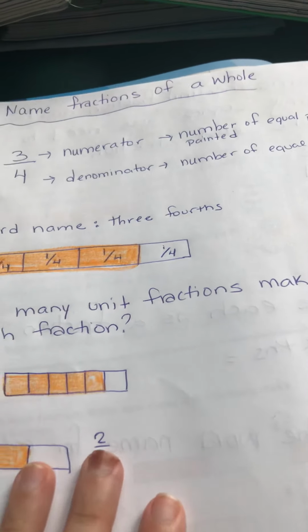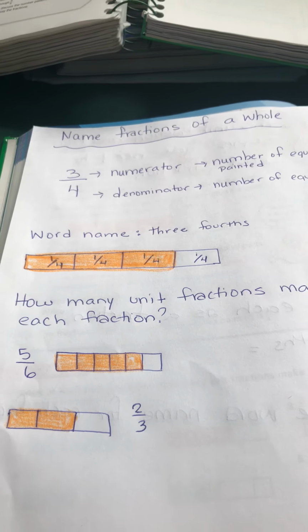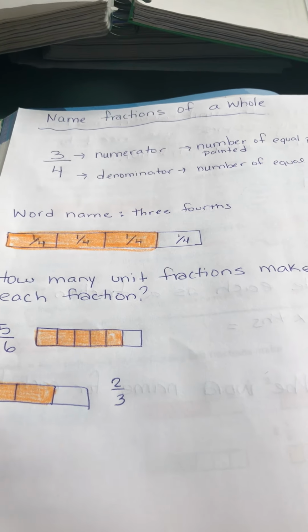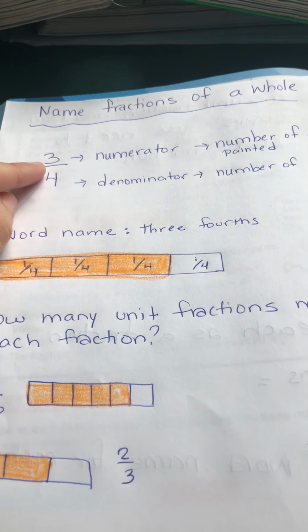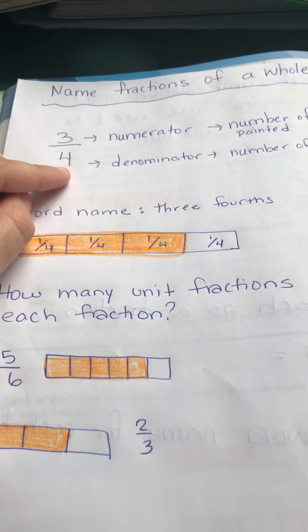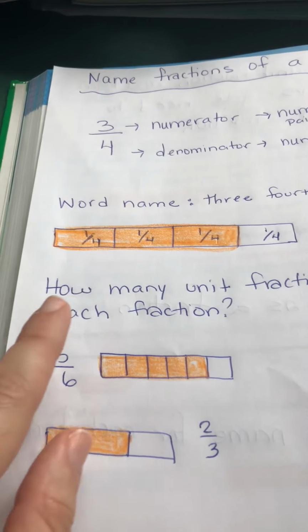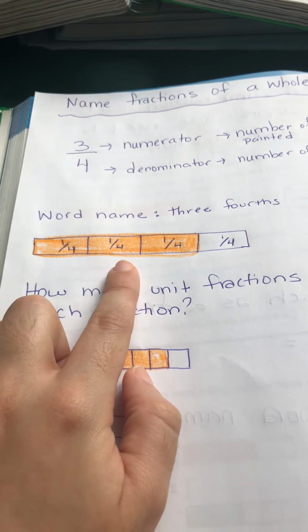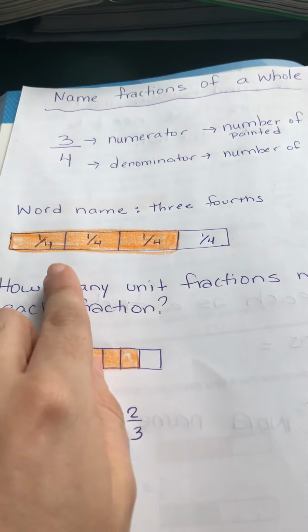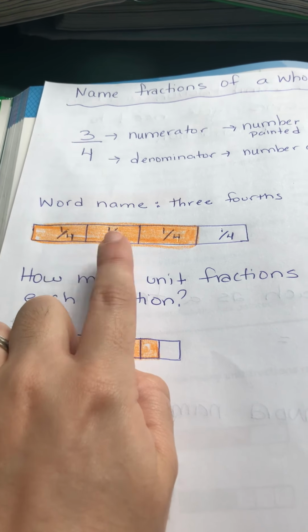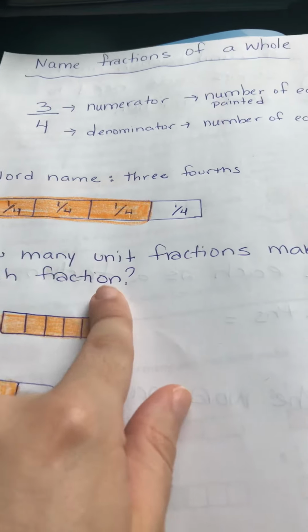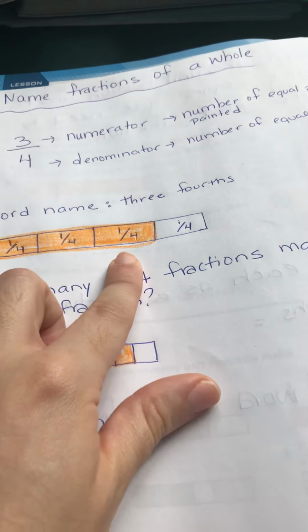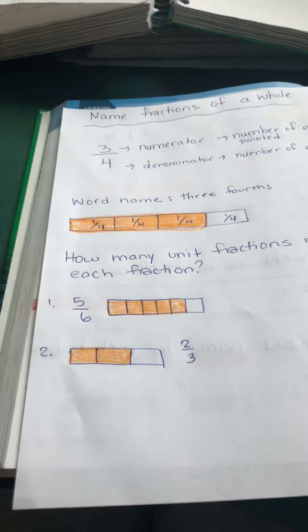So we have here, name fractions of a whole. So like I said, the number on top is called the numerator and the number below is called the denominator. So the word name would be three fourths because we are painting 3 parts of the whole mural. Okay, so it would be 3 parts out of 4 parts in total.